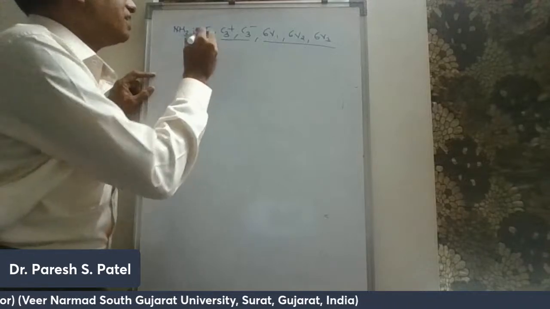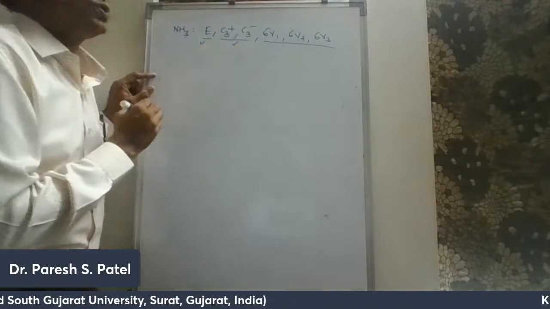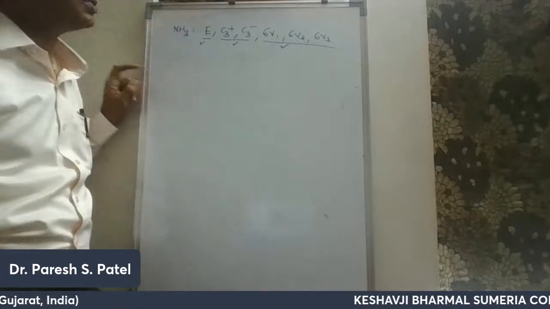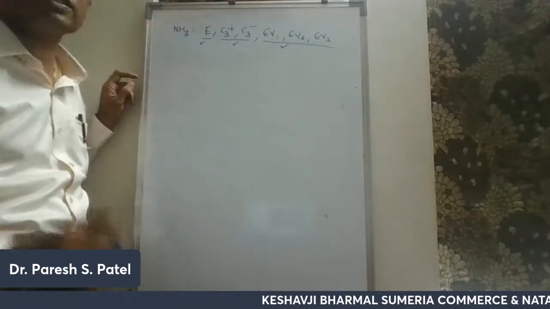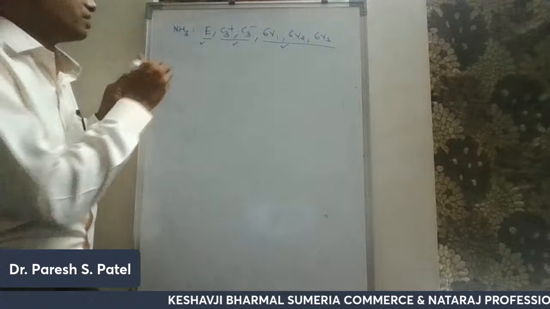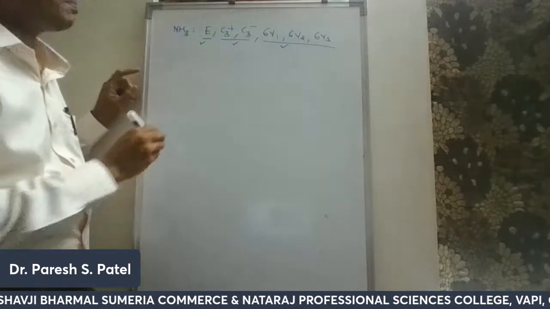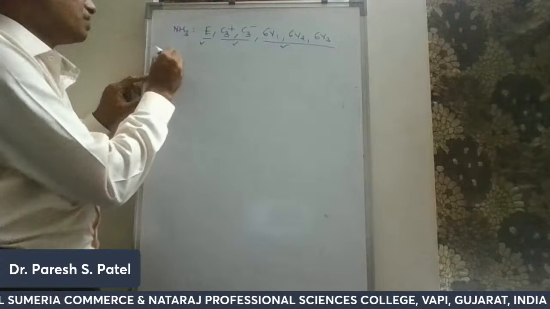First one is identity. C3 plus and C3 minus conjugate to each other to form a combined class. Sigma V1, sigma V2, sigma V3 conjugate to one another to form a combined class. That is what we have to prove. Okay, so the ammonia molecule consists of E, C3 plus, C3 minus, sigma V1, sigma V2, sigma V3. So let us start first with the identity.